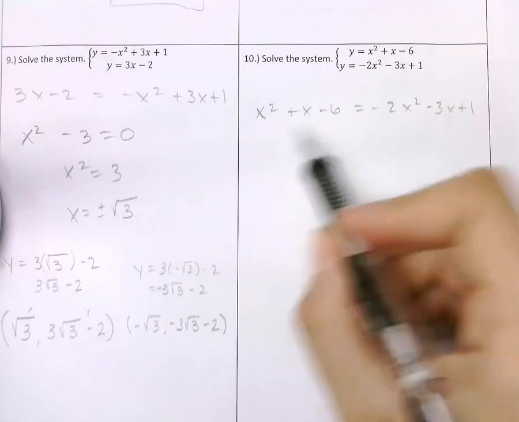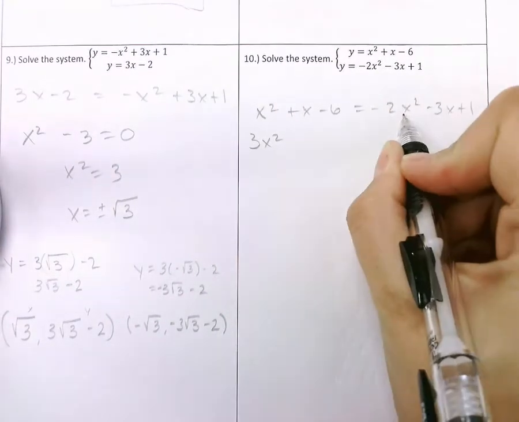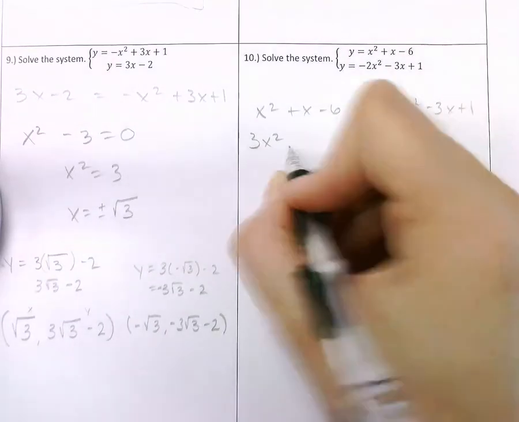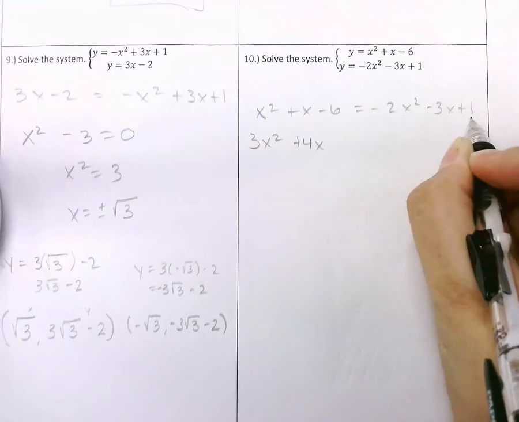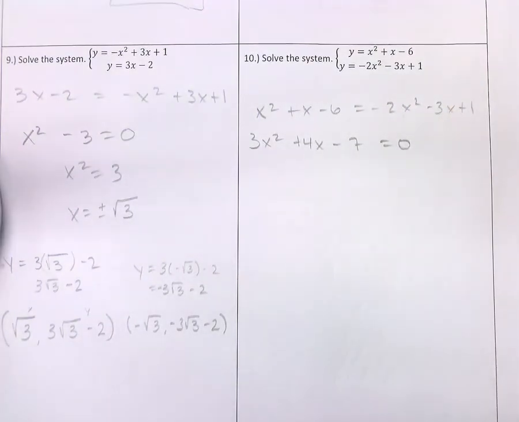Same idea. We want to get everything on one side, and I like to get it on the side where x squared is positive. So I'm going to add the 2x squared, I'm going to add 3x, and I'm going to subtract 1. And it's up to you how you want to solve it, because this one can be solved, in theory, all 3 ways. I wouldn't complete the square. I'd say that's the worst way. Factoring is probably the best option.